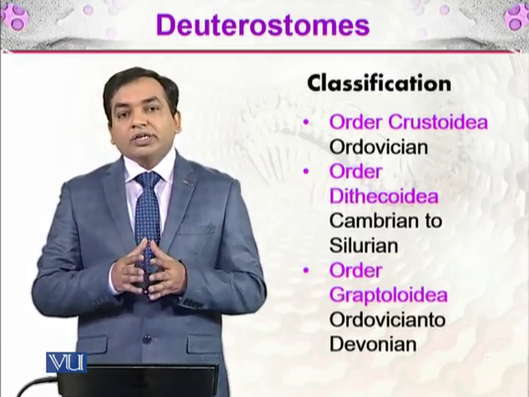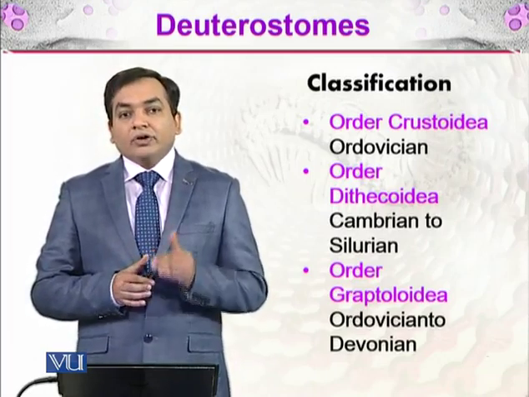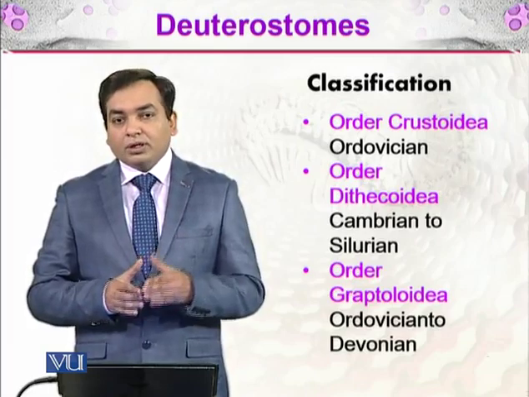So these were the organisms which were present during these periods, and the graptolites are the characteristic organism of the hemichordates.